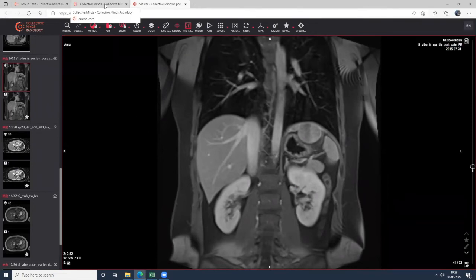Actually, our surgeons are reluctant to do surgery. I don't have so many cases that have been operated on.